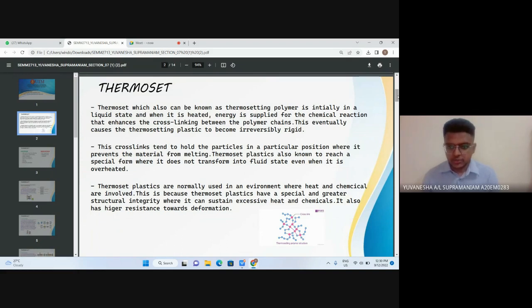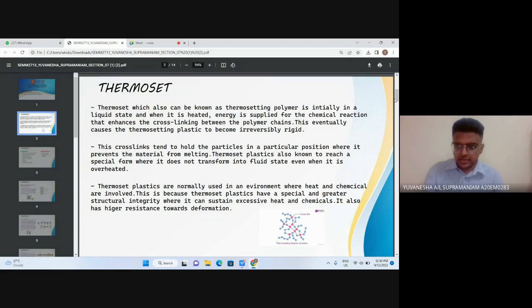Thermoset plastics are also known to reach a special form where it does not transform into a fluid state even when it is overheated. Thermoset plastics are normally used in an environment where heat and chemicals are involved. This is because thermoset plastics have a special and greater structural integrity where it can sustain excessive heat and chemicals. It also has higher resistance towards deformation. This is the example of the cross-linking of thermosetting polymer.